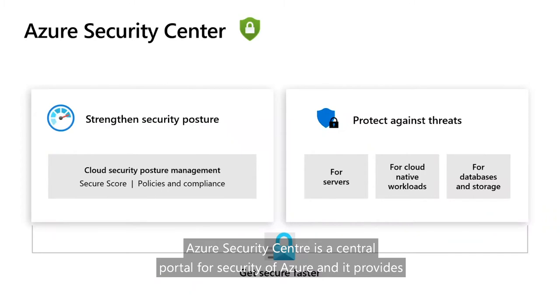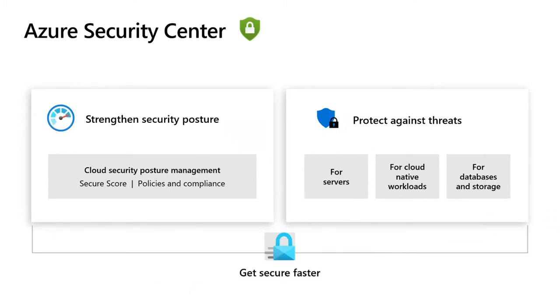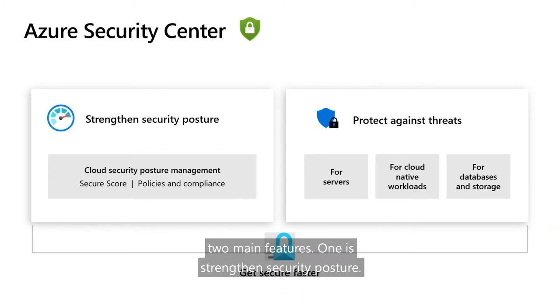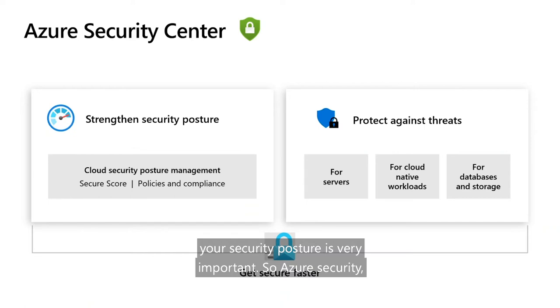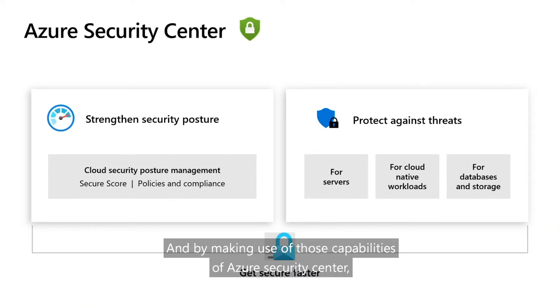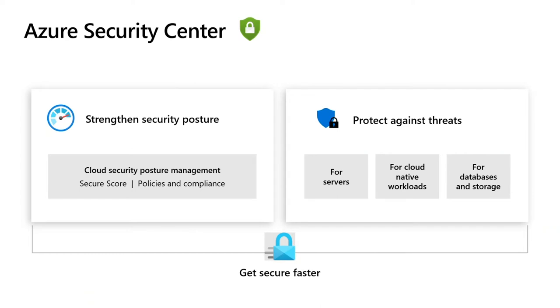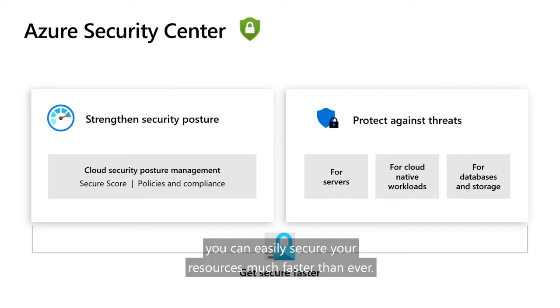So Azure Security Center is a central portal for security of Azure, and it provides two main features. One is strengthening security posture. In cloud as well as on-prem, strengthening your security posture is very important. So Azure Security Center provides security posture management capability, providing secure score and compliance management. And also Azure Security Center protects your resources against threats. For example, protect your servers, or protect cloud native workloads on app service or functions, or provide protection on databases and storage on Azure PaaS. And by making use of those capabilities of Azure Security Center, you can easily secure your resources much faster than ever.